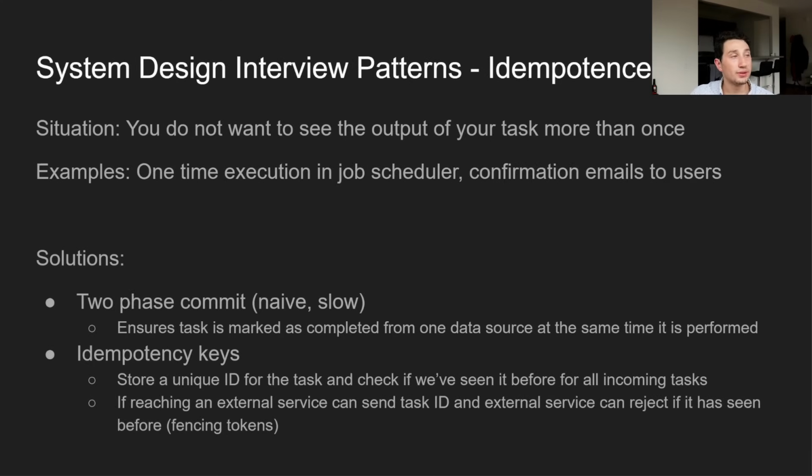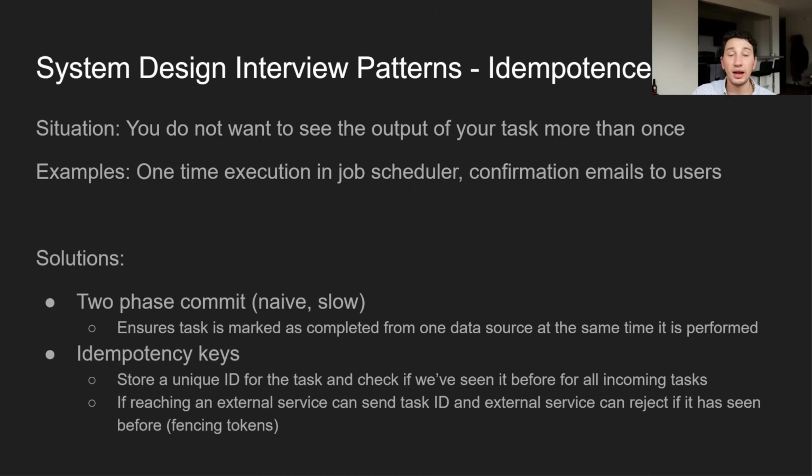Okay, another pattern to talk about is idempotence. Basically, you have some task, you're running it, you don't want to see the output of it more than once. I think some good examples of this would be, okay, if we're running a job in a job scheduler, how do we ensure that the output of that job is only reflected once in our system? Number two is, let's imagine I'm Amazon and I'm sending out a bunch of confirmation emails to users when they make an order. How do I make sure that doesn't happen multiple times? Systems can fail, they come back up, they may retry their jobs.